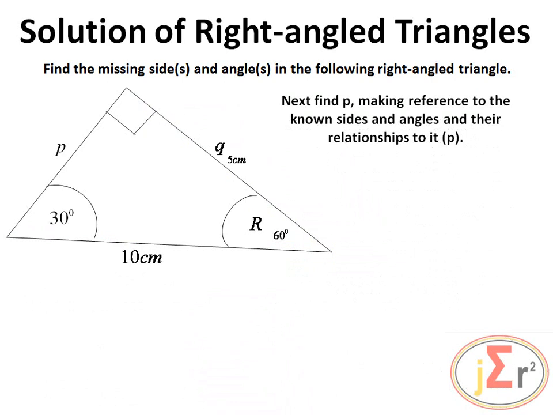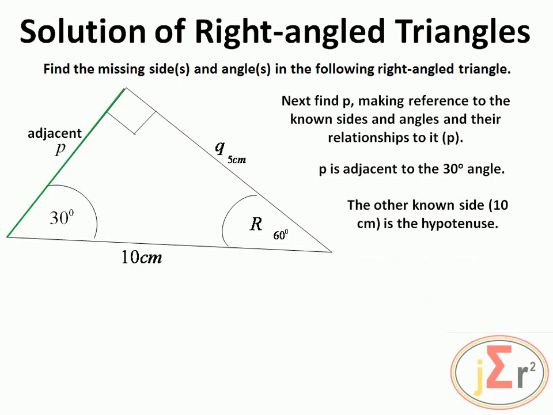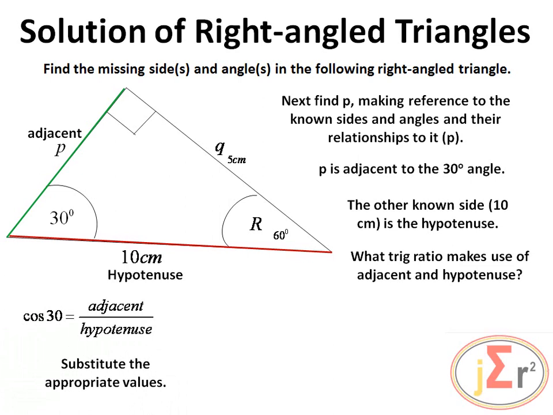So we are going to move on, and this time we are going to find P. As usual, make reference to the known sides and angles and their relationships to P. P is the adjacent. The angle that we have is 30 degrees and P is adjacent to it. The other known side is 10 centimeters, and as we have seen from the previous solution, it is the hypotenuse. What trig ratio contains hypotenuse and adjacent? That is cosine. So cosine of 30 is adjacent over hypotenuse. The adjacent is P and the hypotenuse is 10. So we're going to do our substitution.